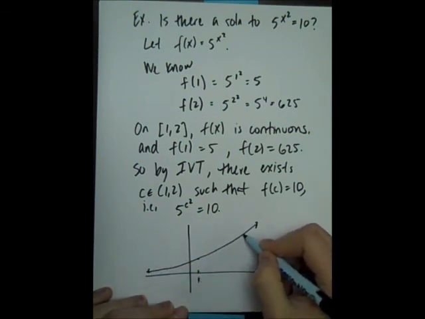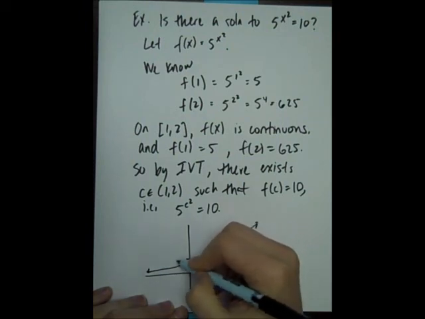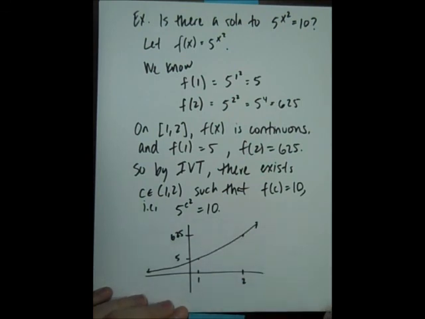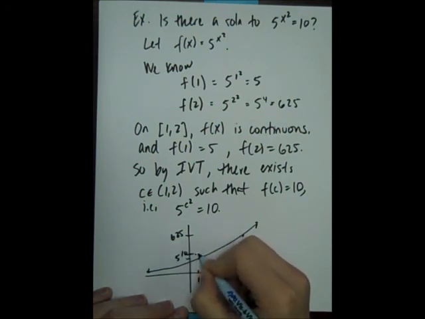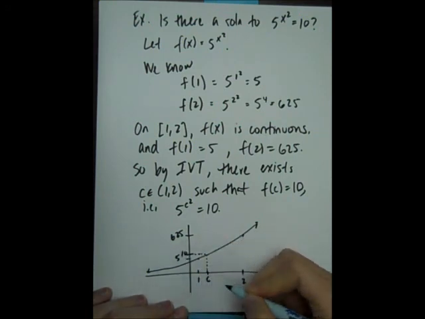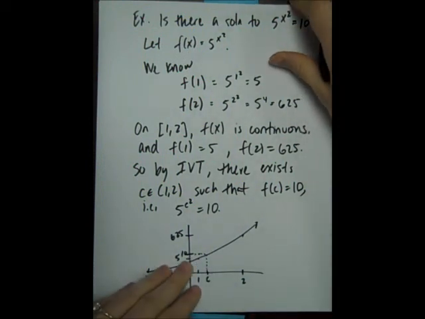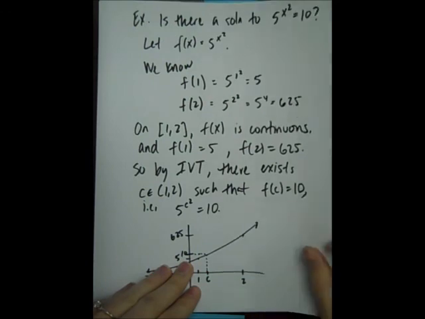Here's 1, here's 2. This value we said was 5. This value we said was 625. We said it was continuous between 1 and 2. And we also know that 10 was between my two y values. So by the intermediate value theorem, there is a c corresponding to 10. Because we were able to find the interval 1 to 2, we were able to say, because of the intermediate value theorem, there's a c corresponding to 10. So that's one way you would use the intermediate value theorem. So a solution does exist.